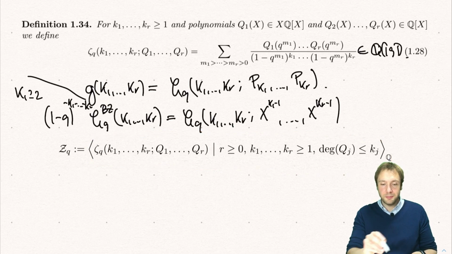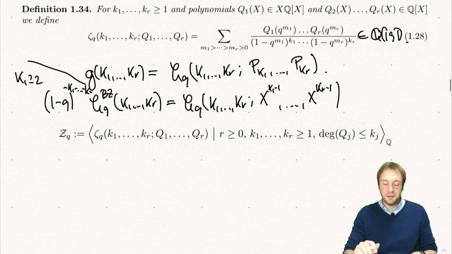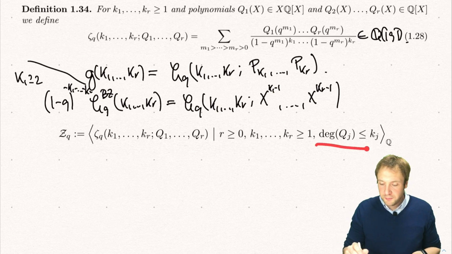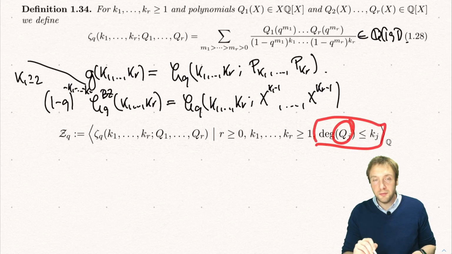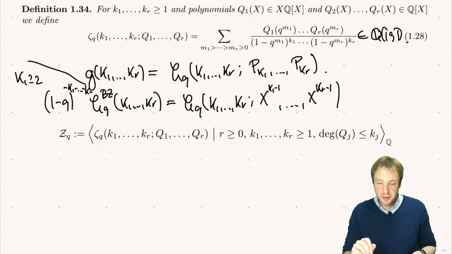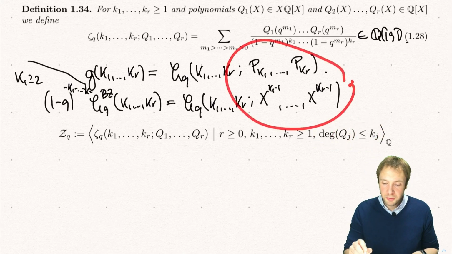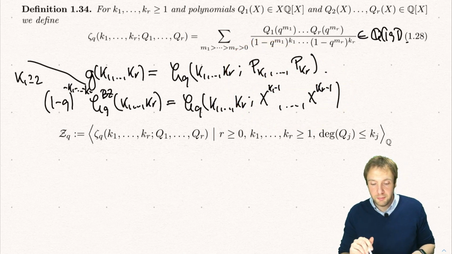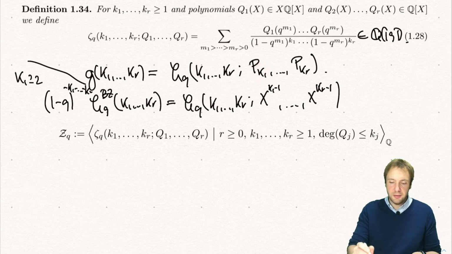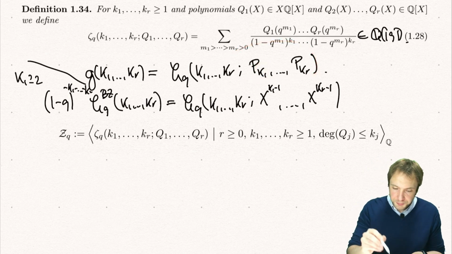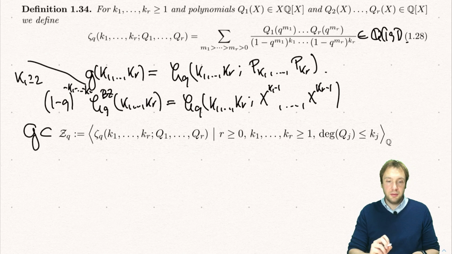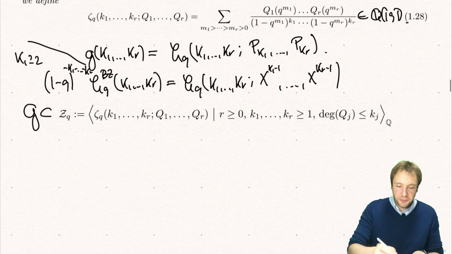And then the space we introduce is the following, Z_q, which is the Q vector space spanned by all these generalized modified q-analogues, where we restrict to the cases where the degrees of these polynomials are smaller or equal to k. So in these two examples, these polynomials were always of degree kj minus 1, except when these k's are 1, then they are of degree 1. And so this shows that this space G is a subspace of this Z_q.